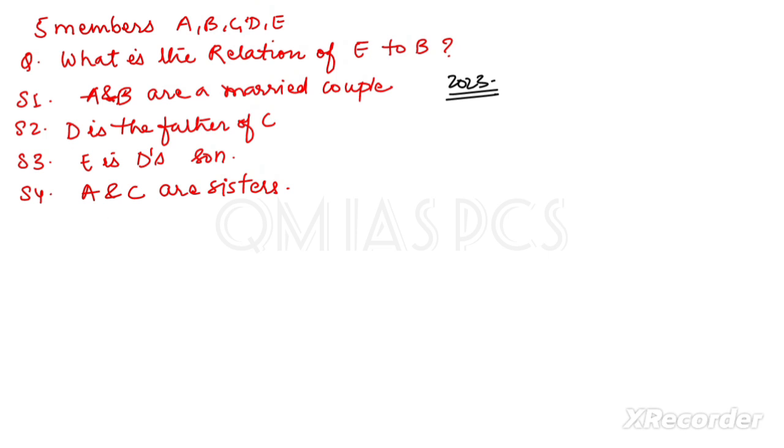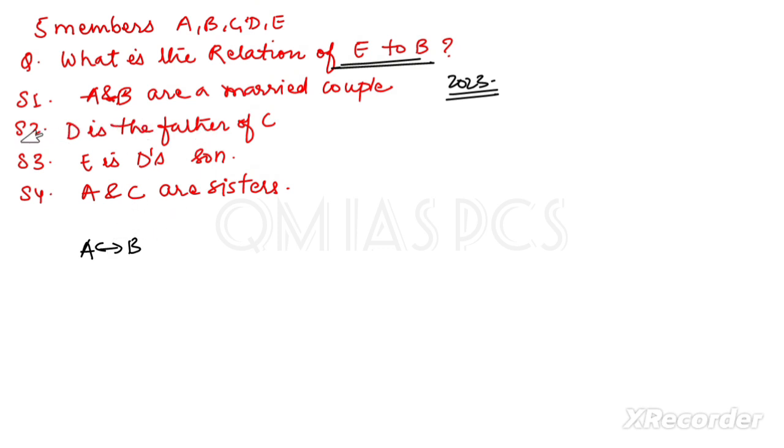Like just look at this example, this PYQ. 5 members A, B, C, D, E are given. And the question is: what is the relation of E and B? We have to find that one. Four statements are given. A and B are a married couple. So we have to form that, A and B are a married couple. We don't know the gender of A and B, it is not given, so that's fine.